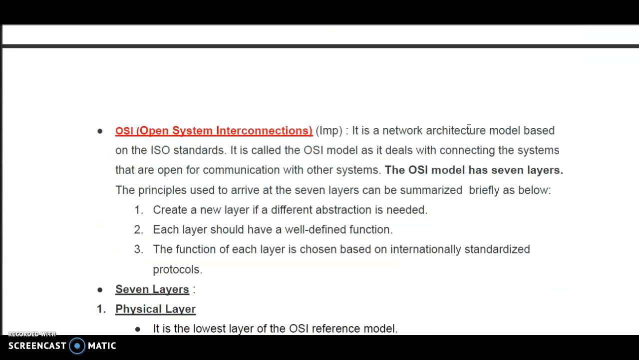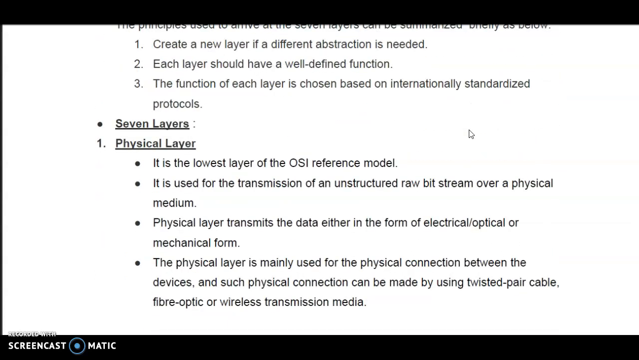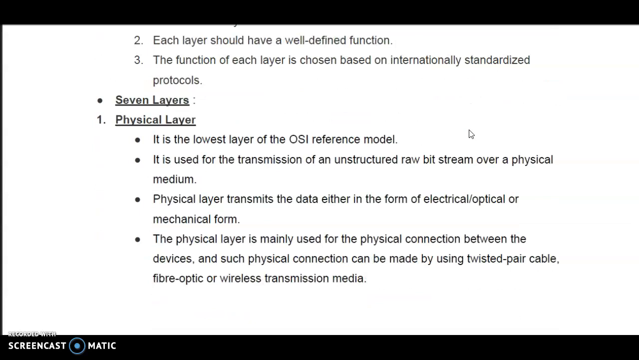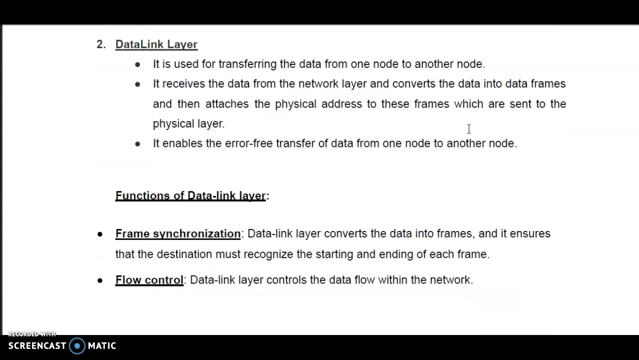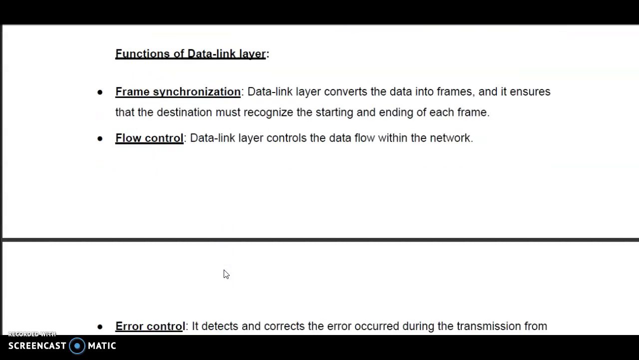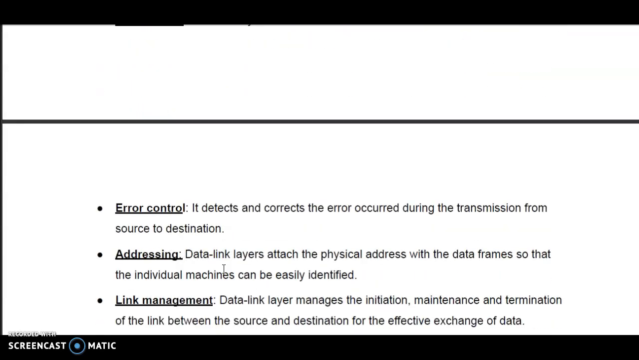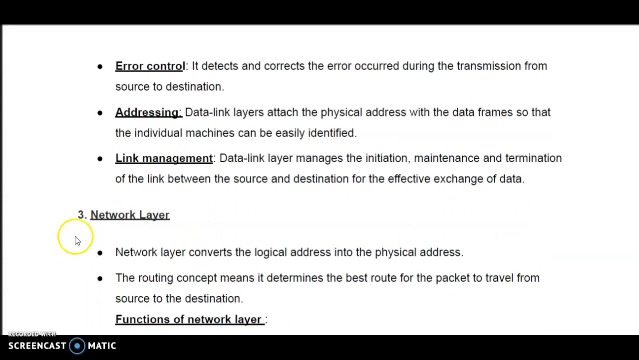Next thing is the OSI model, and this is very important in your exam or your placement. It has seven layers. One is the physical layer, then the data link layer, and these are the functions of the data link layer: frame synchronization, flow control, how to control the data flow within the network, and then error control, how to correct or detect the error during the transmission of the data. Then is addressing, then link management, and the third layer is the network layer.